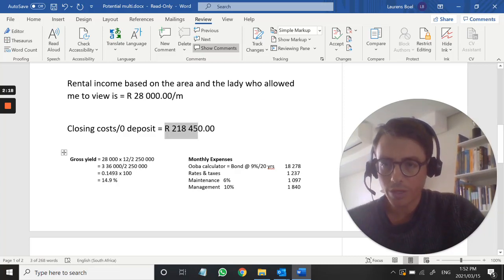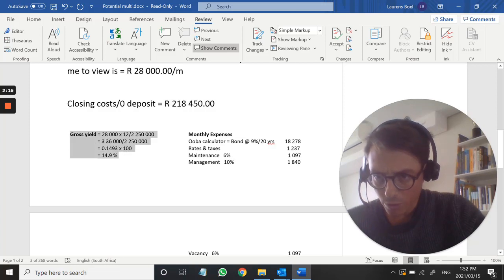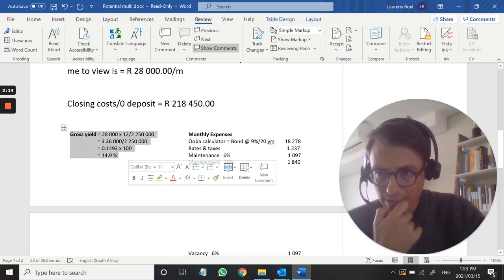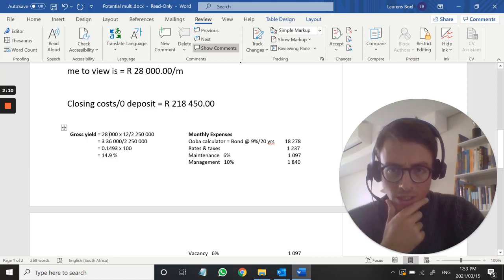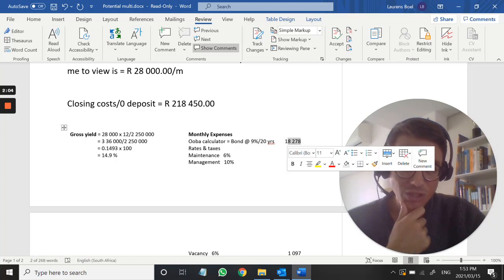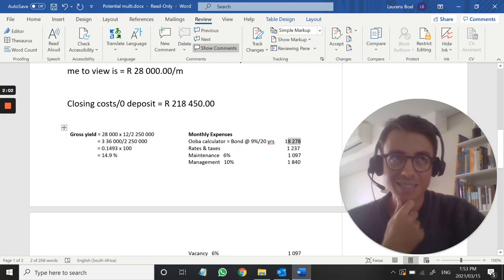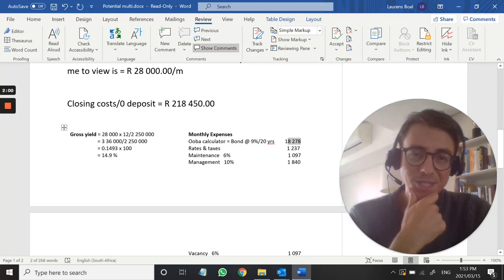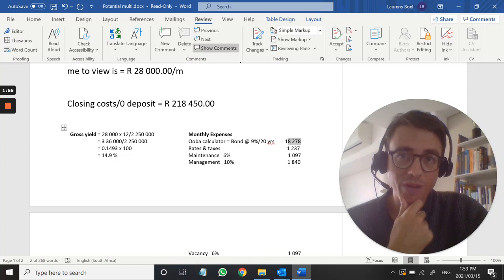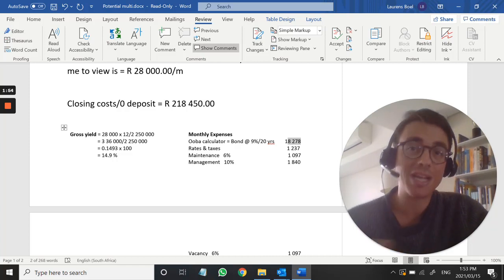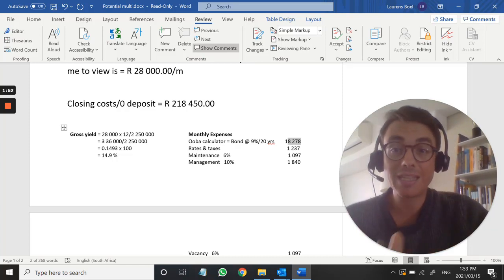Closing costs of 218. So here she's worked out the gross yield of just under 15%. Rental times 12 divided by purchase price. That looks fine. Monthly expenses, so 9% over 20 years. So the first thing I'm going to say here, multi-let, you're not going to get financing unless it's been sectionalized. So the reality is with this deal, you're going to have to buy it cash, sectionalize, then refinance, unless it's already been sectionalized.